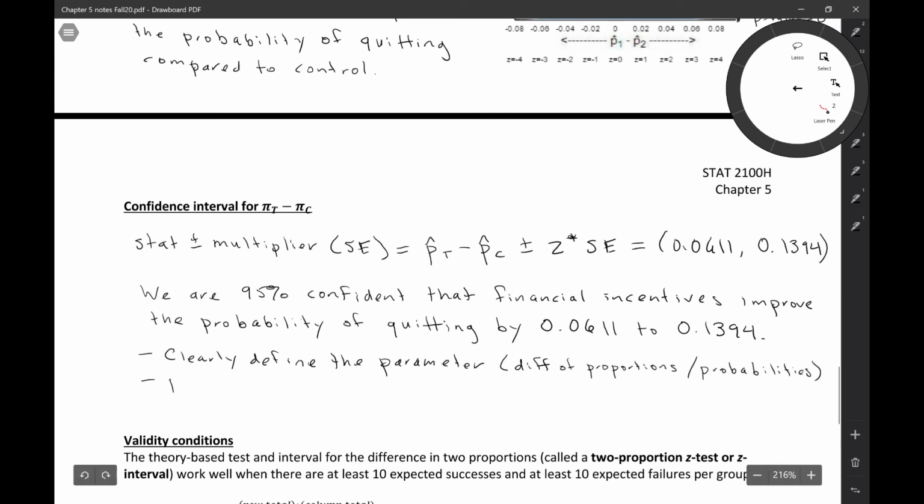Also make sure that the direction is really clear. So in this case, that means that the probability is higher with financial incentives. Make sure that it's clear which group is actually higher. So this is generally the problem when people write it just as a difference of proportions, is they don't necessarily tell me which way they're subtracting. So if you want to say we're 95% confident that the difference of proportions is between blank and blank, you also need to tell me that you're subtracting financial incentives minus control.